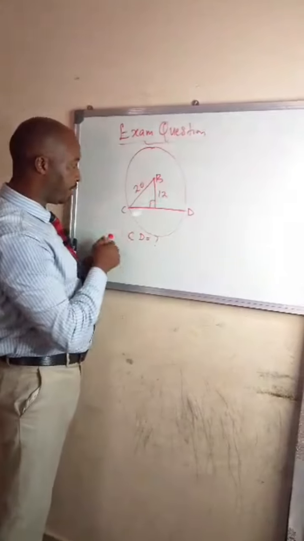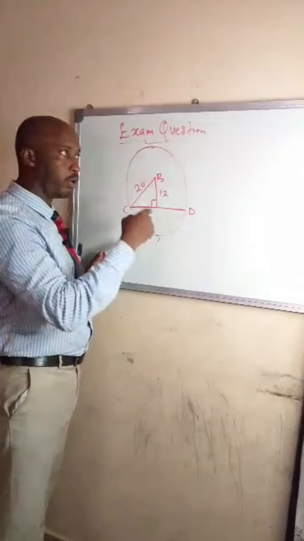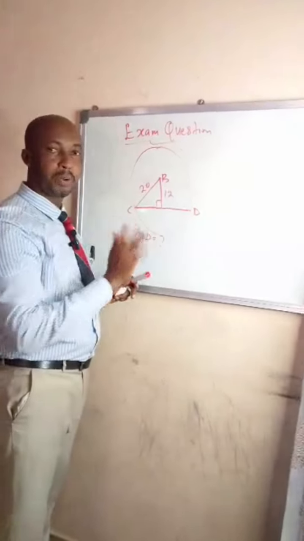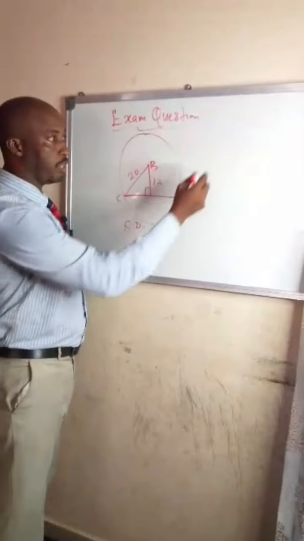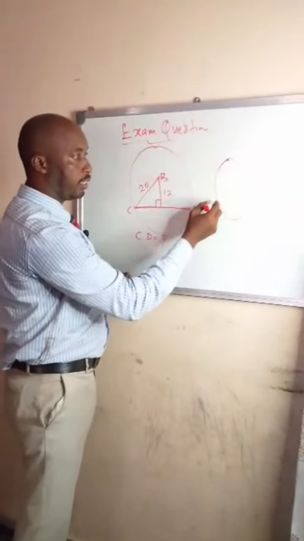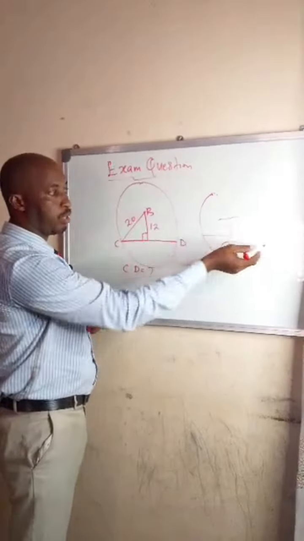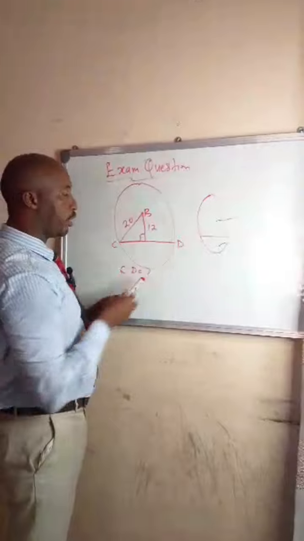One, we call this line a chord. From here to here, we call it a chord. Now, what do you understand by a chord? A chord divides the circle into two parts. For example, if I have a circle like this, this is a chord. It divides this circle into two parts, the larger part and the smaller part. So now we call this a chord.